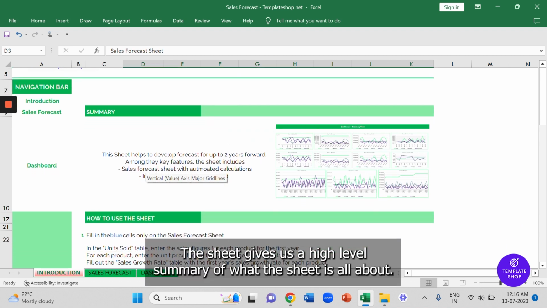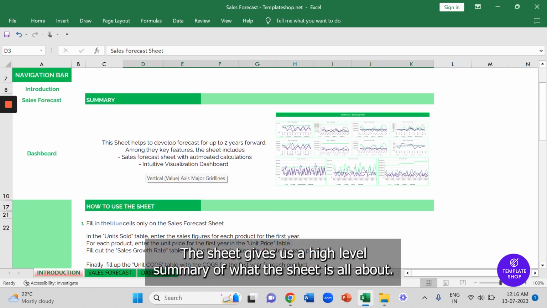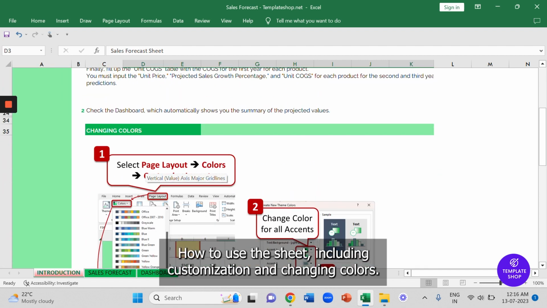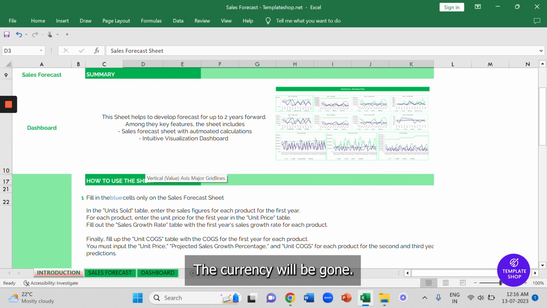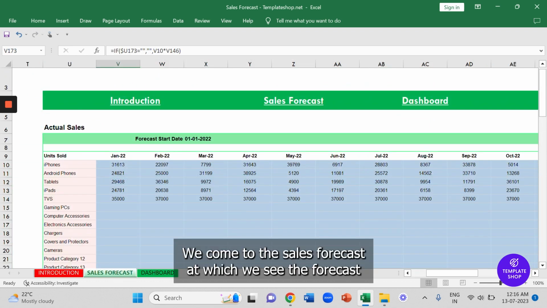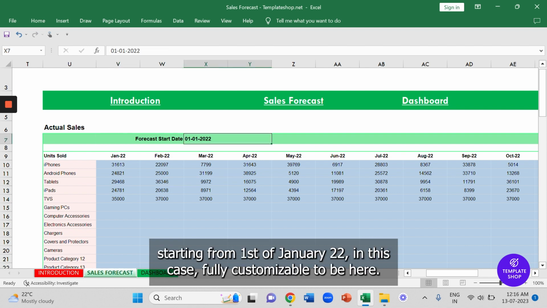This sheet gives us a high-level summary of what the sheet is all about, how to use the sheet, including customization and changing colors and the currency. Moving on, we come to the Sales Forecast tab, in which we see the forecast is starting from 1st of January 22 in this case, fully customizable.